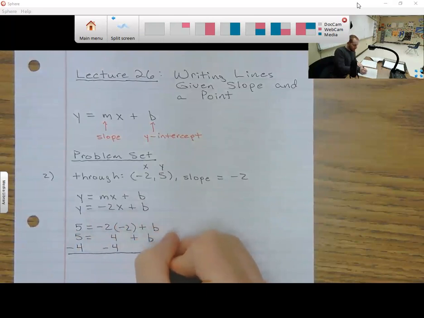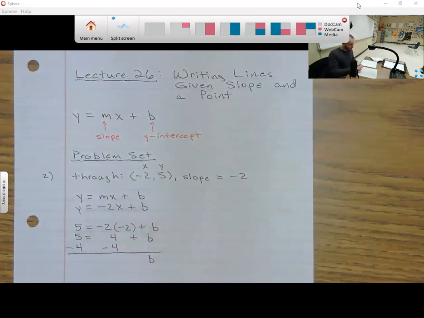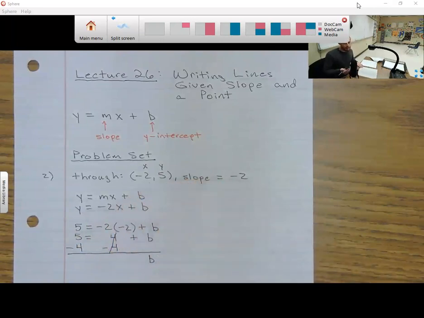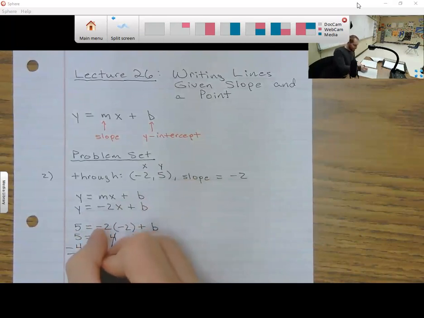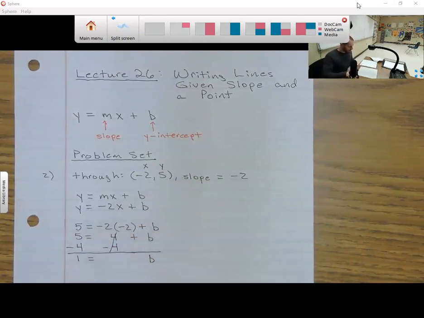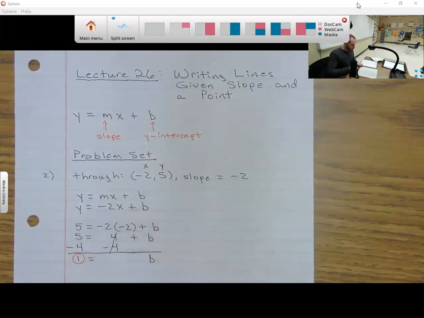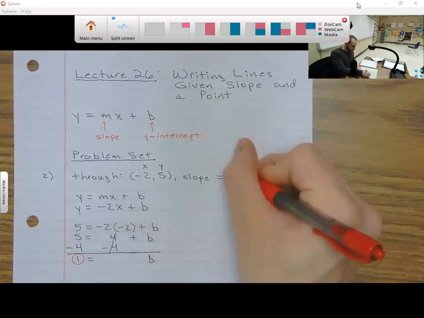That's all I'm doing right now. The b is going to come down. The 4 and the -4 are going to cancel each other out. And then I bring down my equal sign. Over here, 5 minus 4 is 1. So now I know what b is. My b is going to be 1. I'll go ahead and circle that. I know that b is going to be 1 this time, and I know that my slope is -2. I'm going to circle that at the top.